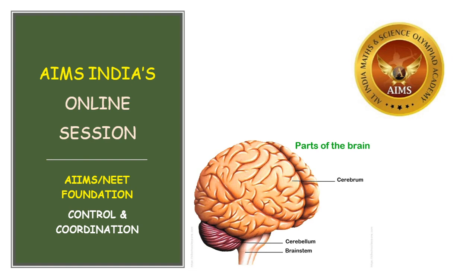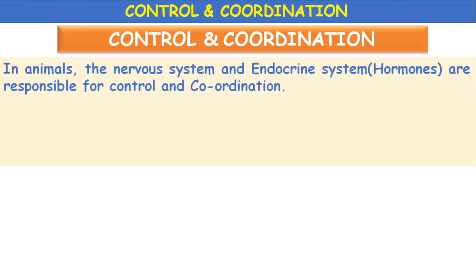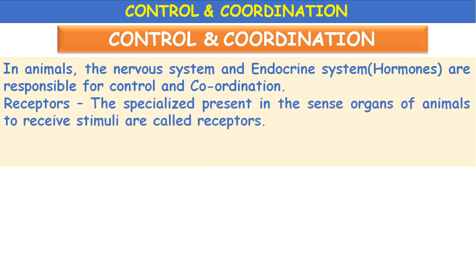So this particular video acts like a revision part. Let us recapitulate the concepts which we have learnt and discuss some important questions. Are you ready children? Control and coordination. In animals, the nervous system and endocrine system, that is hormones, are responsible for control and coordination.